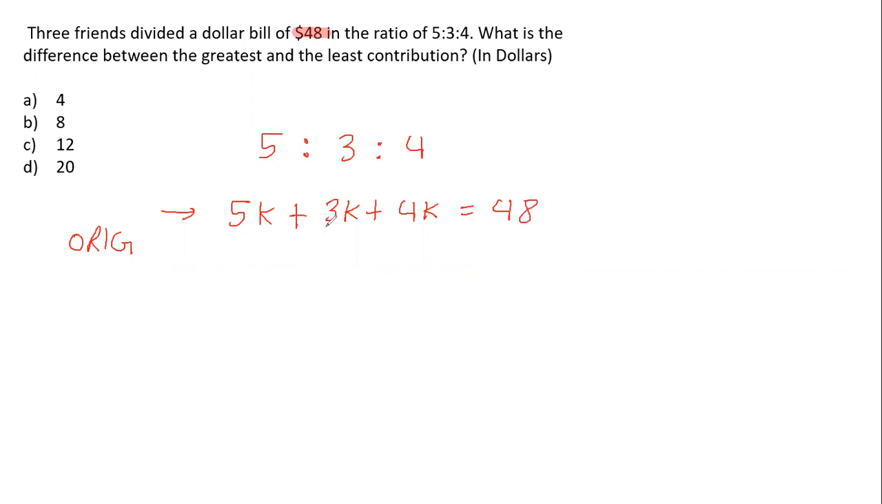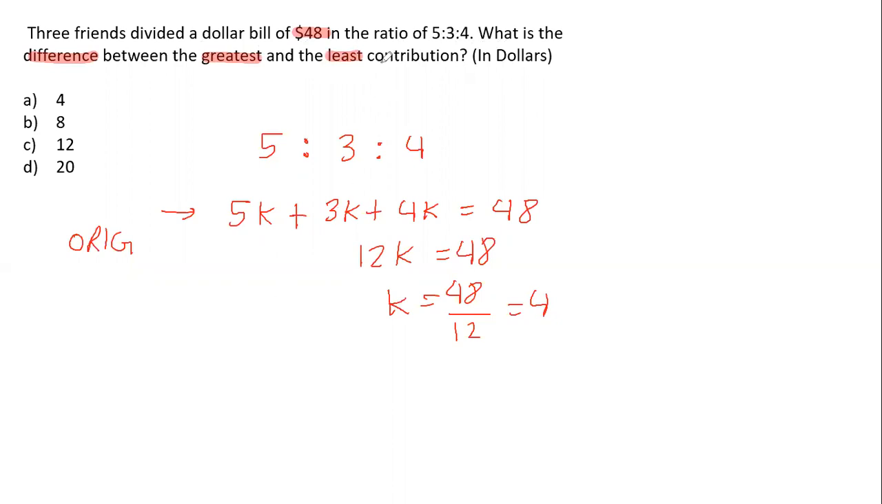So 5 plus 3, 8. 8 plus 4, 12. So 12k is 48. From here, I'll get that constant, that is 48 over 12. That's 4. So I got the constant. Now what are they asking me? They're asking me what is the difference between the greatest and the least contribution.